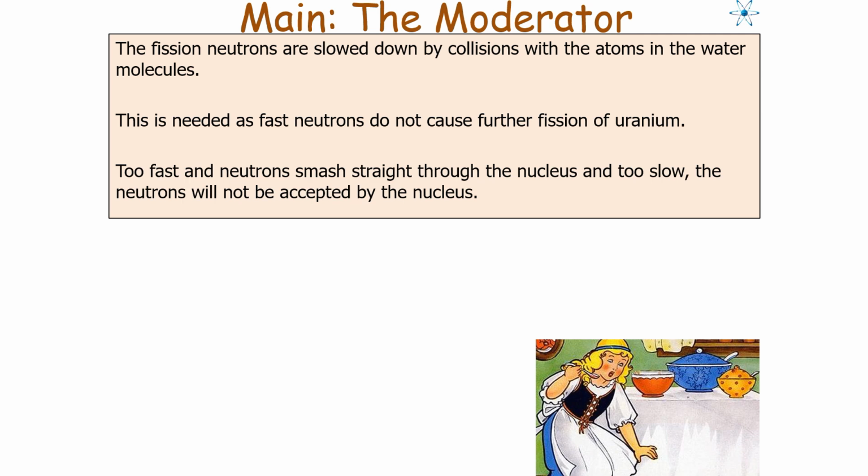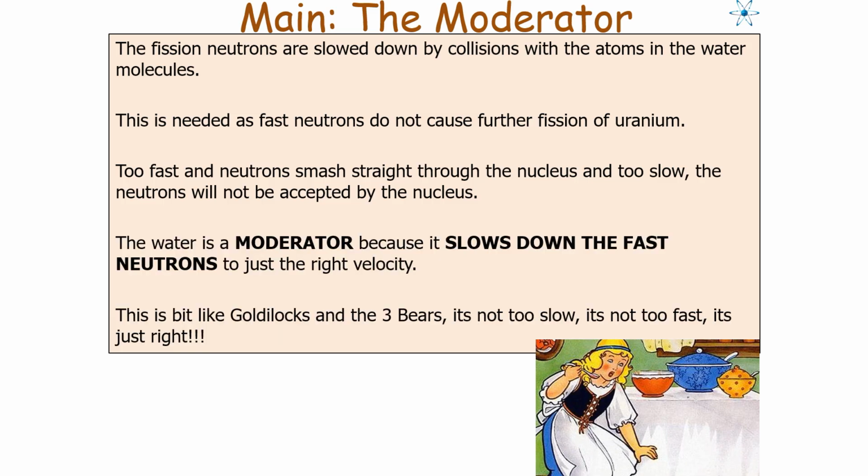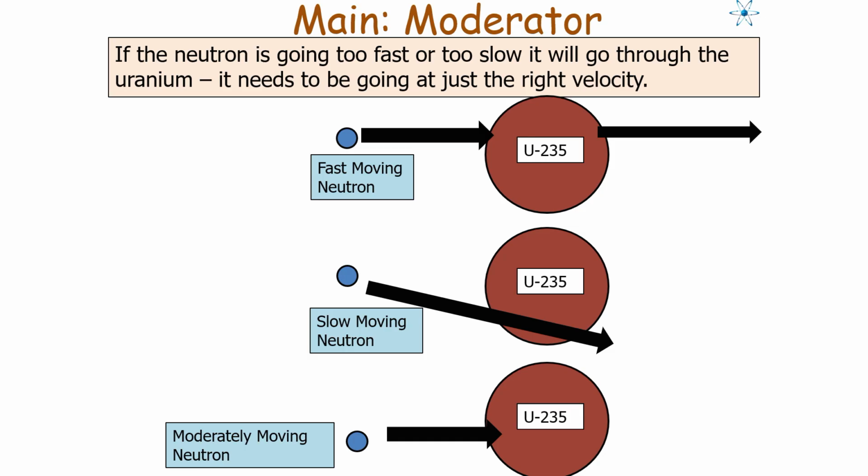Now this is needed as fast neutrons do not cause further fission of uranium. So too fast and the neutrons smash straight through the nucleus, and too slow, the neutrons will not be accepted by the nucleus. So the water is a moderator because it slows down the fast neutrons to just the right velocity. So if the neutron is going too fast or too slow, it will go through the uranium. It just needs to be going at just the right velocity.